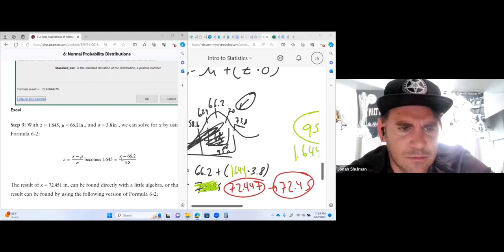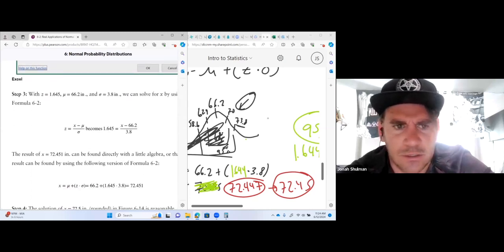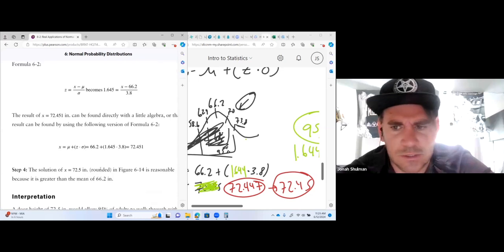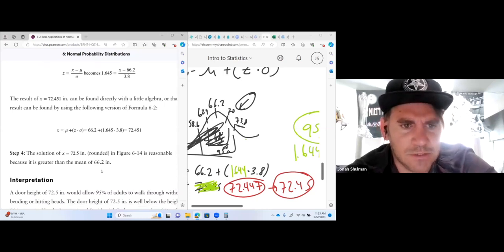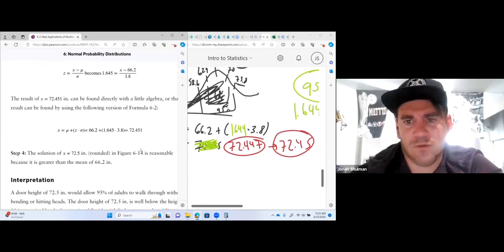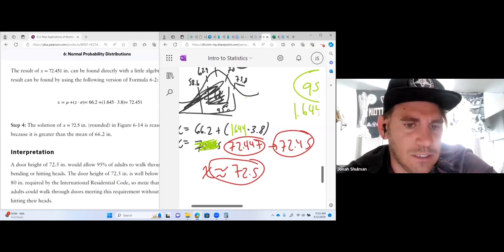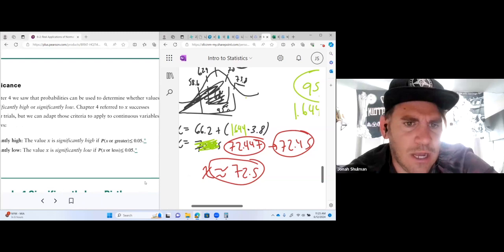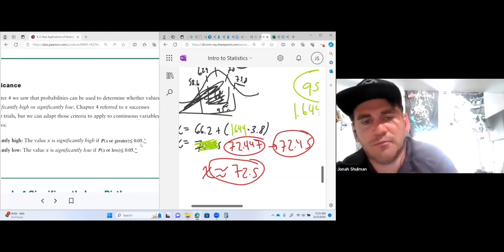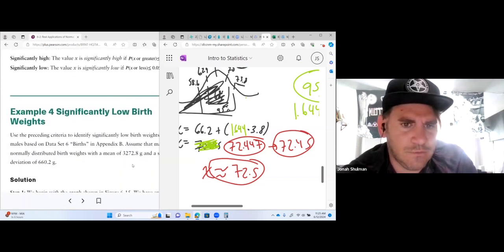Step 3. Oh, then they're doing this algebraically. We did ours algebraically once we got it, just like this, 72.45. And they want to round it to 2 decimal places. So this means the height that we want, well, 1 decimal place, X is approximately 72.5. This means just about everybody can get through that door. 95% can walk through it. And I feel like we're good. High would be what? Greater than 0.05. Low is less than 0.05. That's significantly high and low.